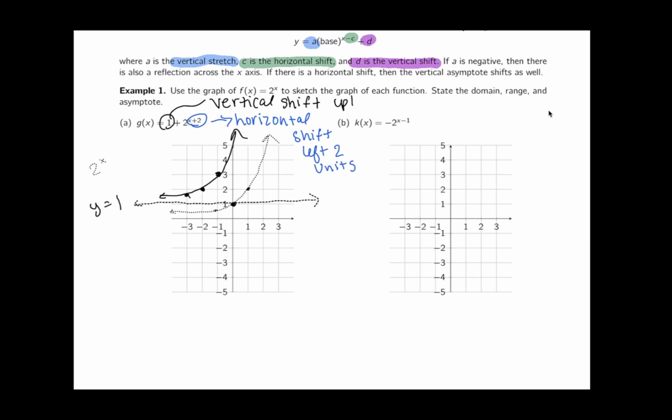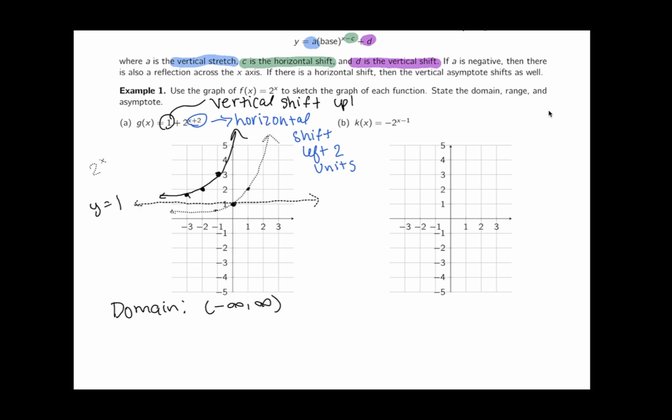Let's also think about the domain and the range of this. The domain of my base exponential function is negative infinity to infinity. And if I shift this up 1 and left 2, I still have graph on every single x value. This goes forever this way, and it goes forever this way. All those x values are going to get graphed all the way up here. And so my domain is still going to be negative infinity to infinity, even though I've translated it.